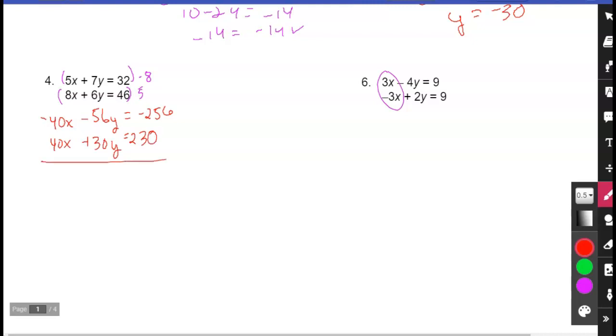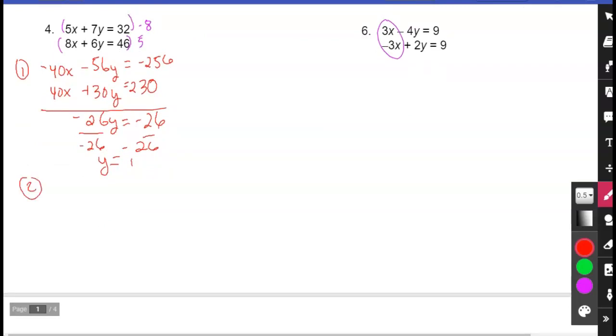Okay, and when I add these together, we're going to get a lot smaller numbers. And actually what happens is the x's cancel. But here I have negative 26y equals negative 26. So obviously two negatives equal a positive, so y equals 1. There's step 1.